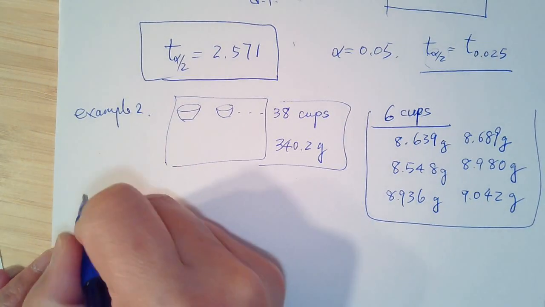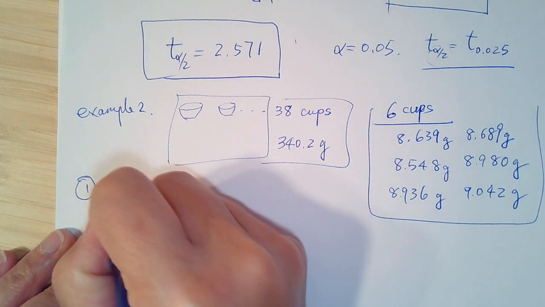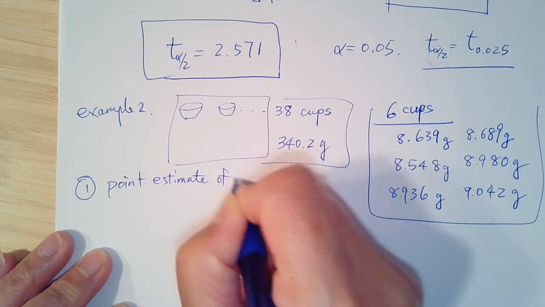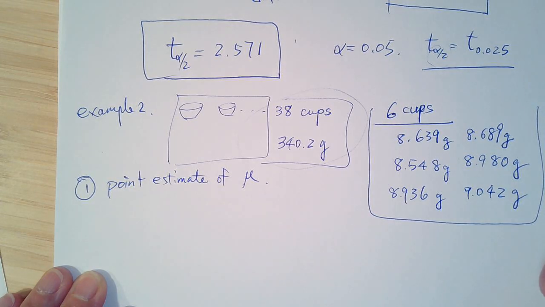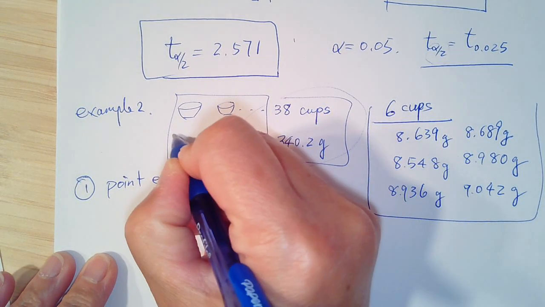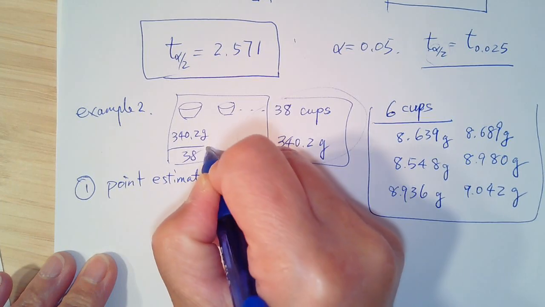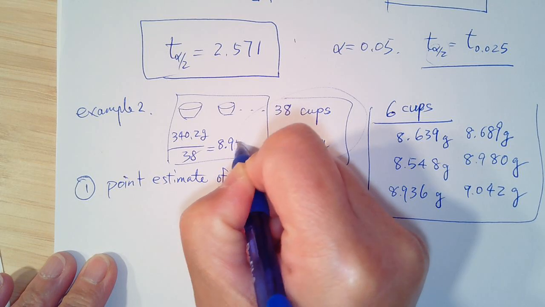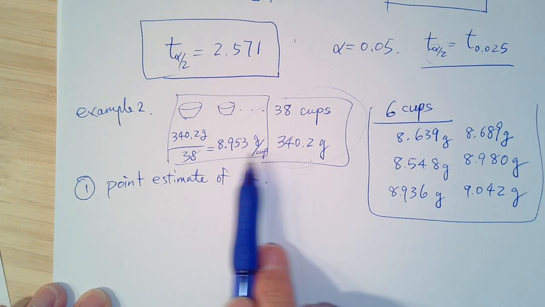Now, question number 1. Can you find the point estimate of mu, of the population mean? And this population mean is for all those cups, what's the average weight? If you use 340.2 grams divided by 38 cups, if you use your calculator, it should be 8.953 gram per cup. If their claim is right, the mean should be just like that.